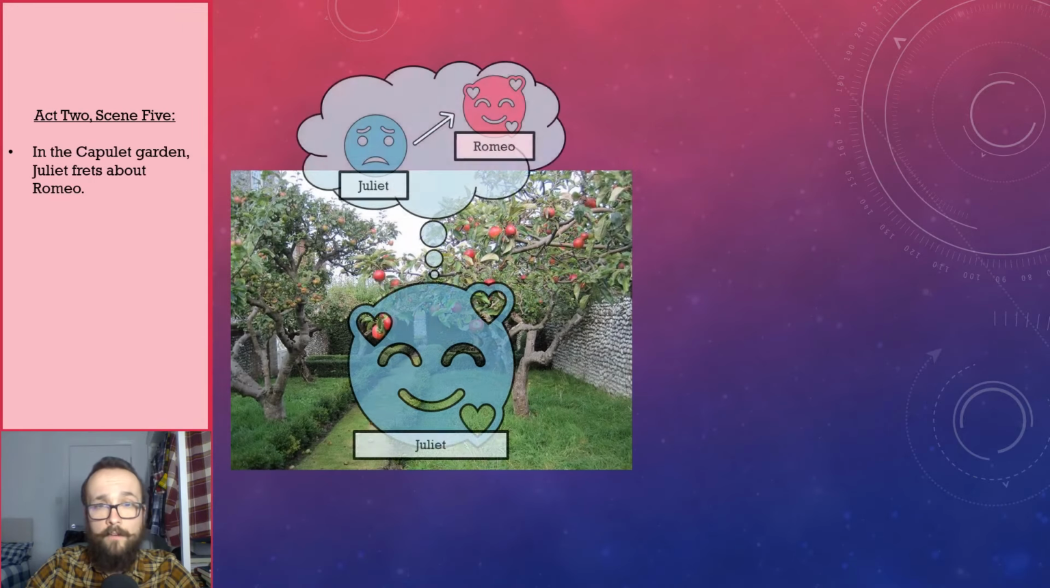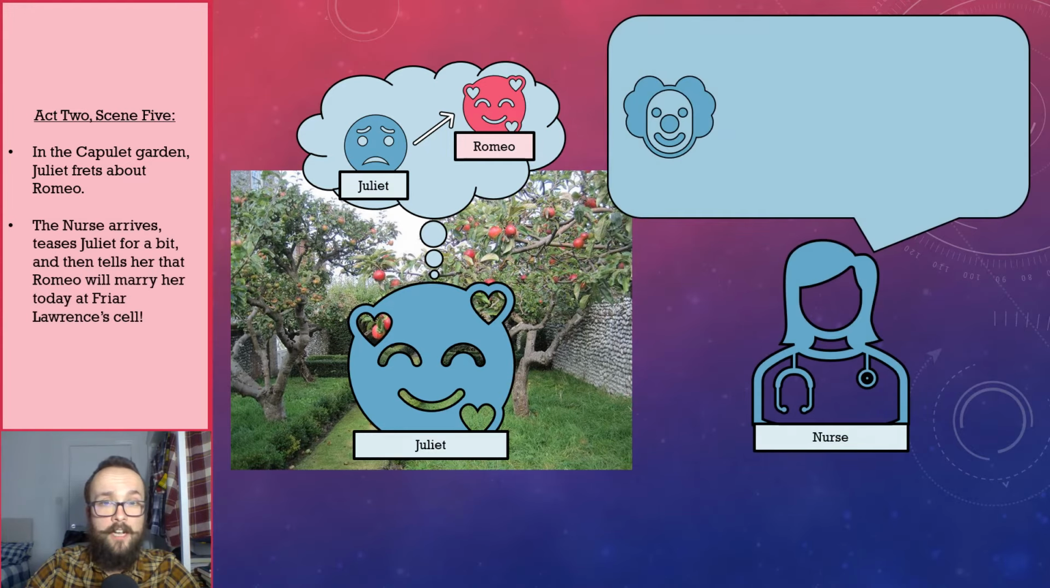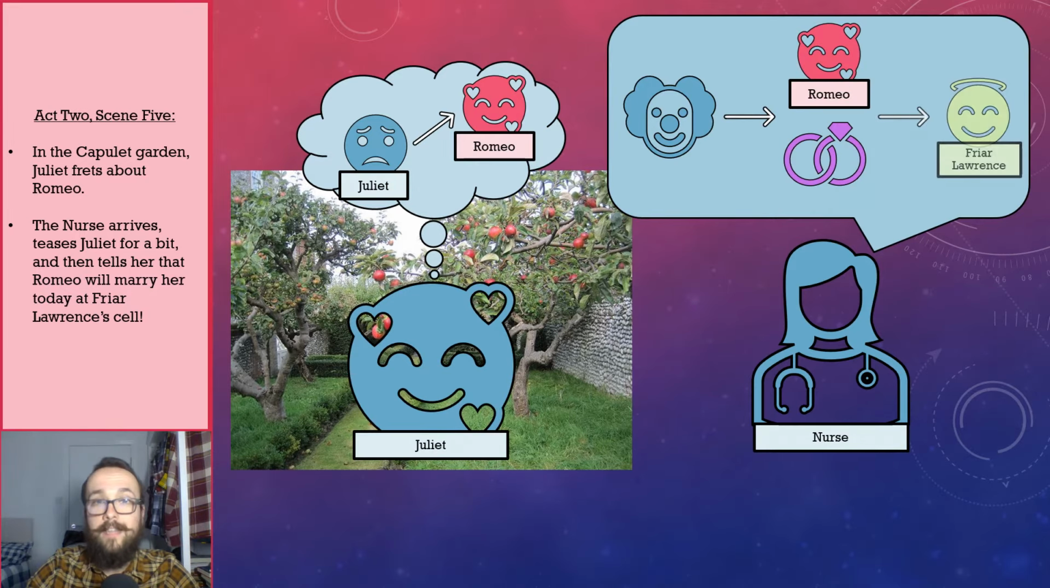She tells Romeo that Paris, the prince's cousin, is also interested in marrying Juliet. Act 2, Scene 5 takes place in the Capulet garden. Juliet is in this garden, and she is worrying about Romeo because she has yet to hear from the nurse about whether or not his proposal offer was genuine. After a bit, the nurse turns up. She teases Juliet for a while and then tells her that Romeo still wants to marry her, today in fact, and that Juliet is to go to Friar Lawrence's cell.